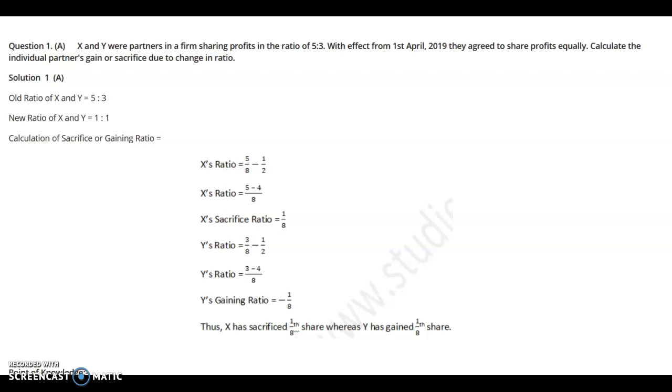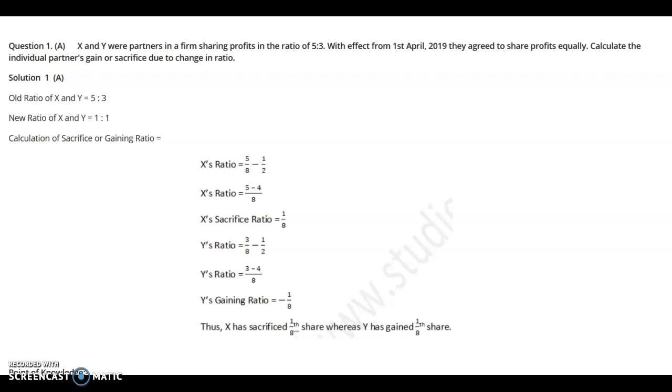See, with the help of this example, question number 1a, it says that X and Y were partners in a firm sharing profits and losses in the ratio of 5:3. With effect from 1st April 2019, they agreed to share profits equally. Calculate individual partners' gain or sacrifice due to change in ratio.